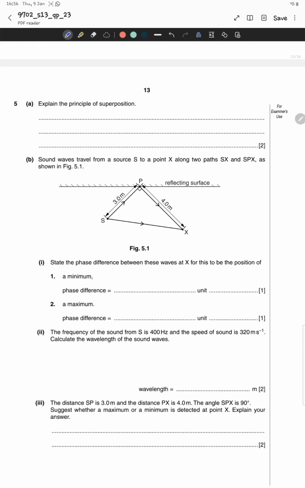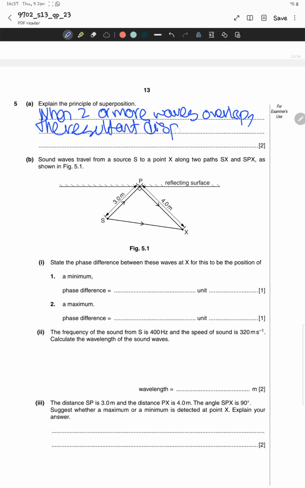Explain the principle of superposition. This is just the same definition that you'll have to memorize, which is that when two or more waves overlap, the resultant displacement is the sum of individual displacements.